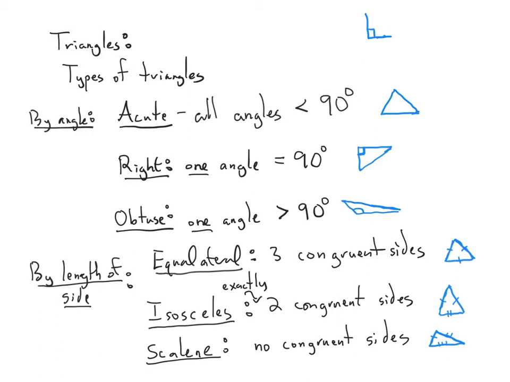And later on, we'll show that equilateral triangles, not only do they have 3 congruent sides, but they have 3 congruent angles. Isosceles triangles have two congruent sides and they have two congruent angles. And scalene triangles have no congruent sides and no congruent angles. And we'll show that when we get into triangles a little bit later in the course.